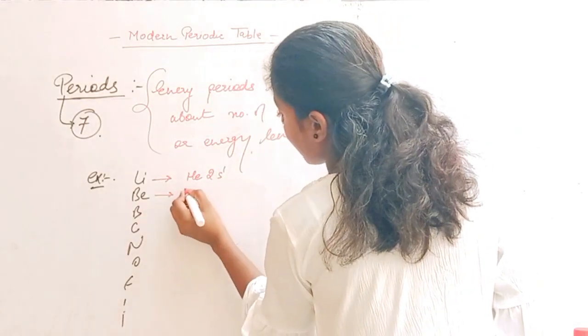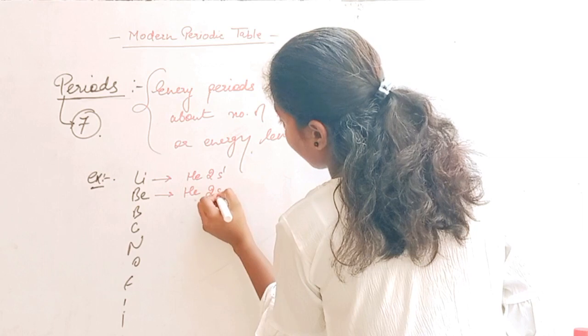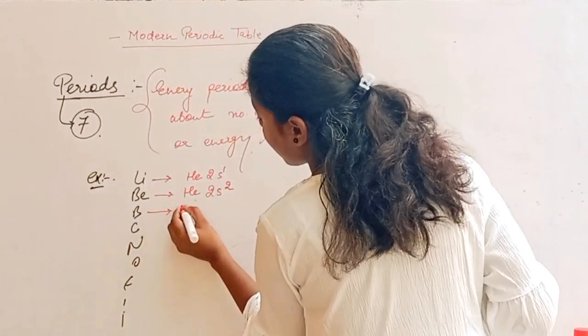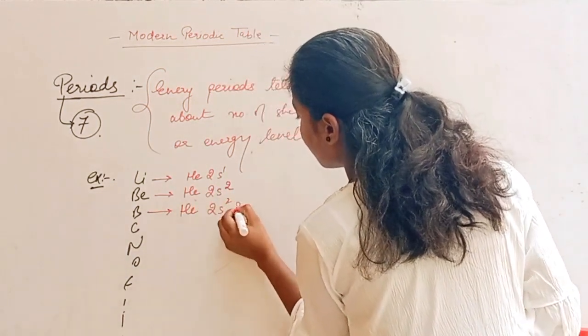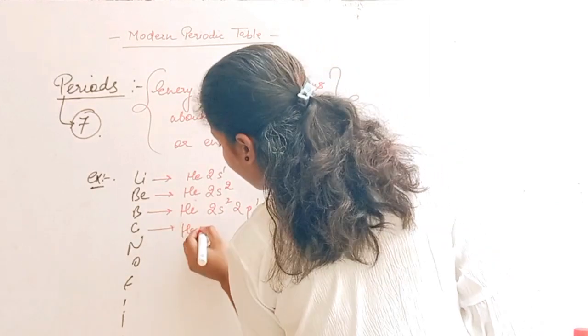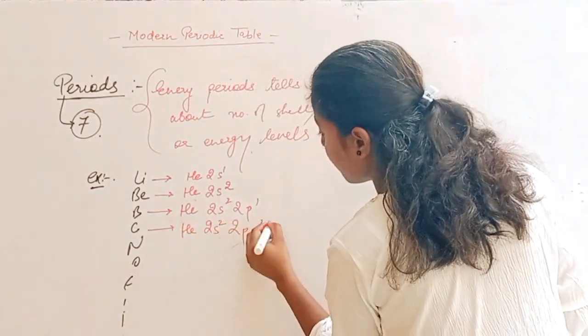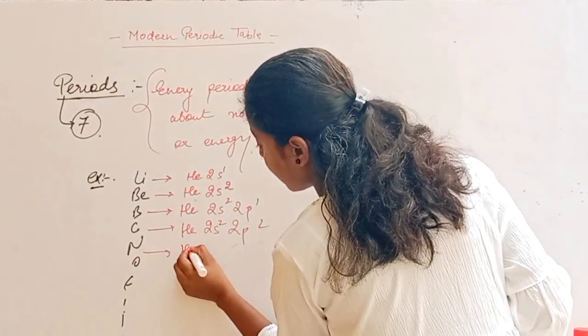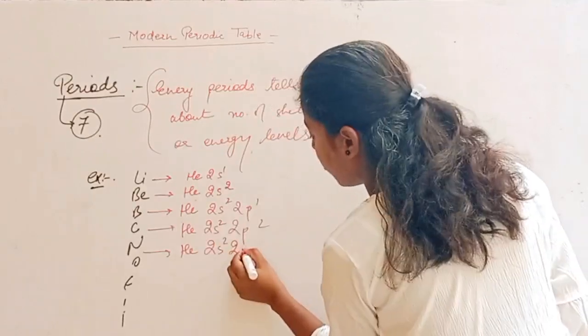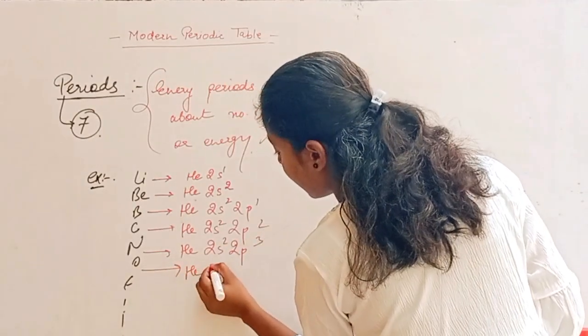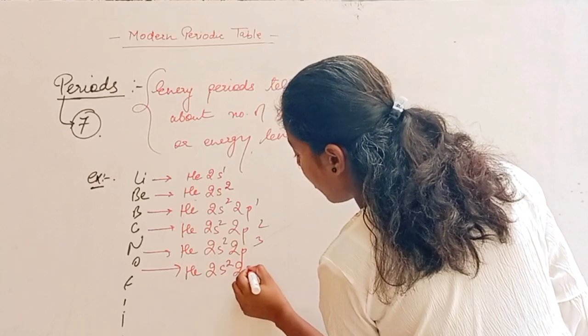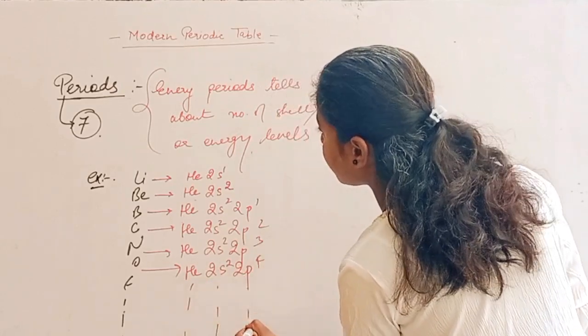For beryllium, it could be written as helium 2s2. For boron, it could be written as helium 2s2 2p1. For carbon, it could be written as helium 2s2 2p2. For nitrogen, it could be written as helium 2s2 2p3. For oxygen, it could be written as helium 2s2 2p4, and so on.